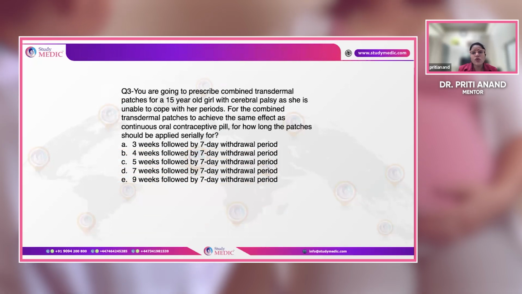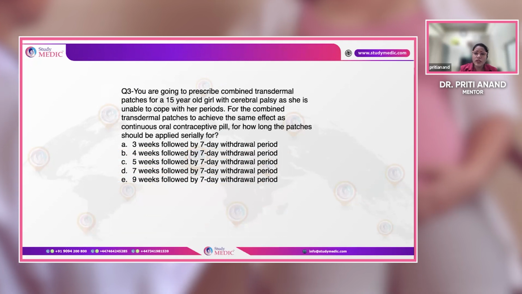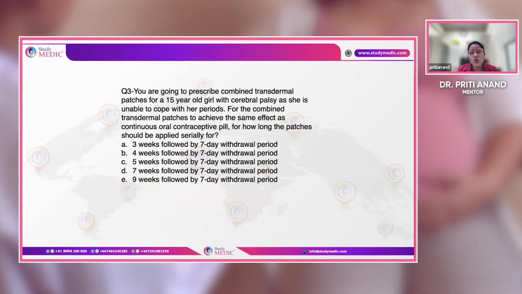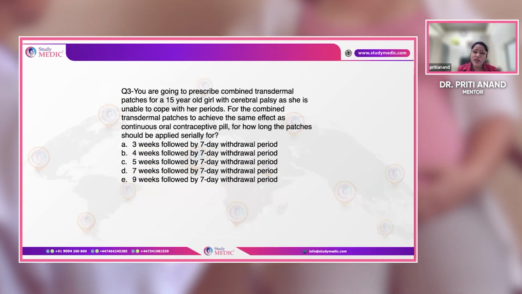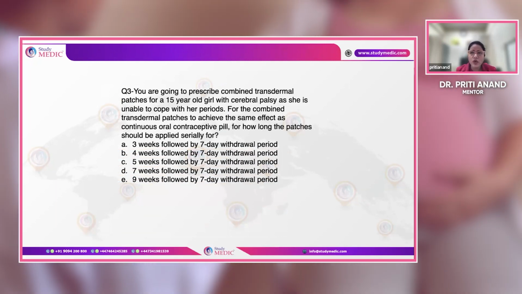You are going to prescribe combined transdermal patches to a 15-year-old girl with cerebral palsy to cope with the periods. So what will be the best way to give them the combined patches? Usually for these patients who are having some challenges, whenever you are giving contraception, you give it for preventing unwanted pregnancy and for menstrual hygiene purposes also, because they are not able to take care of themselves.